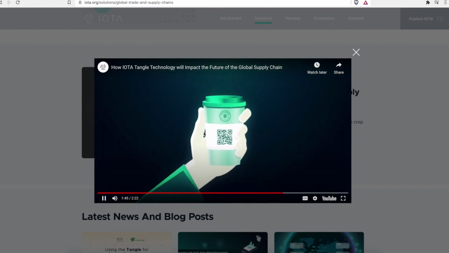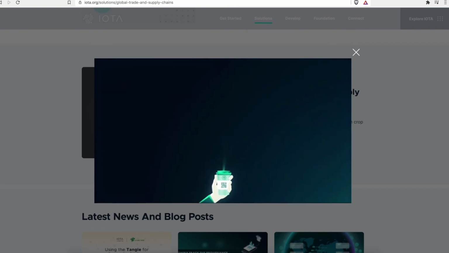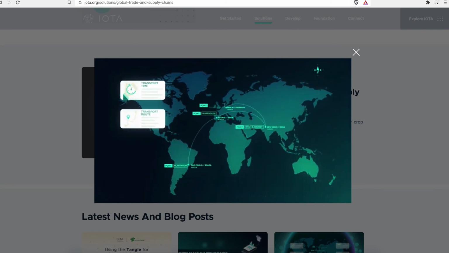Many companies are already attempting to prove the sustainability and ethics of their products. By utilizing the tangle, this ambition can finally become reality.